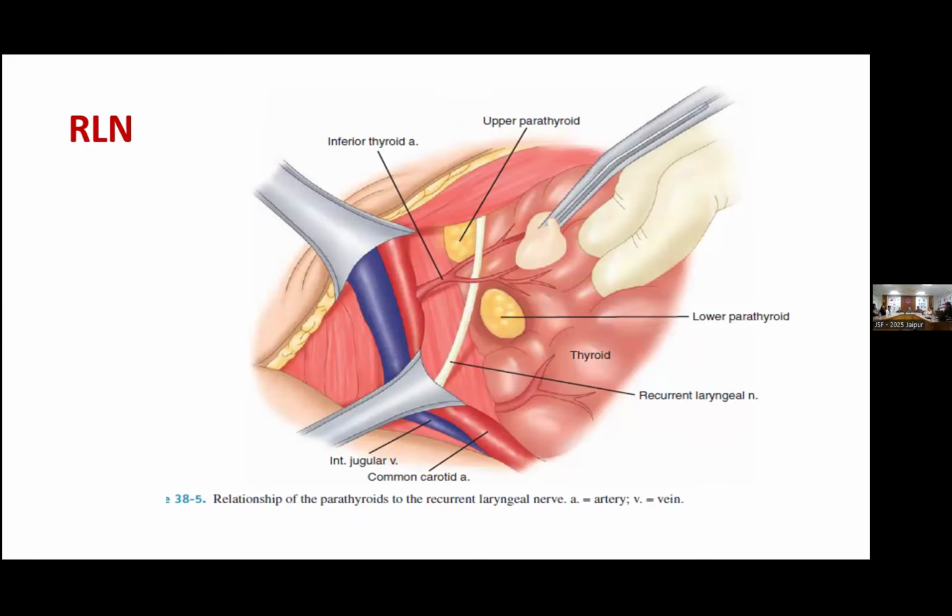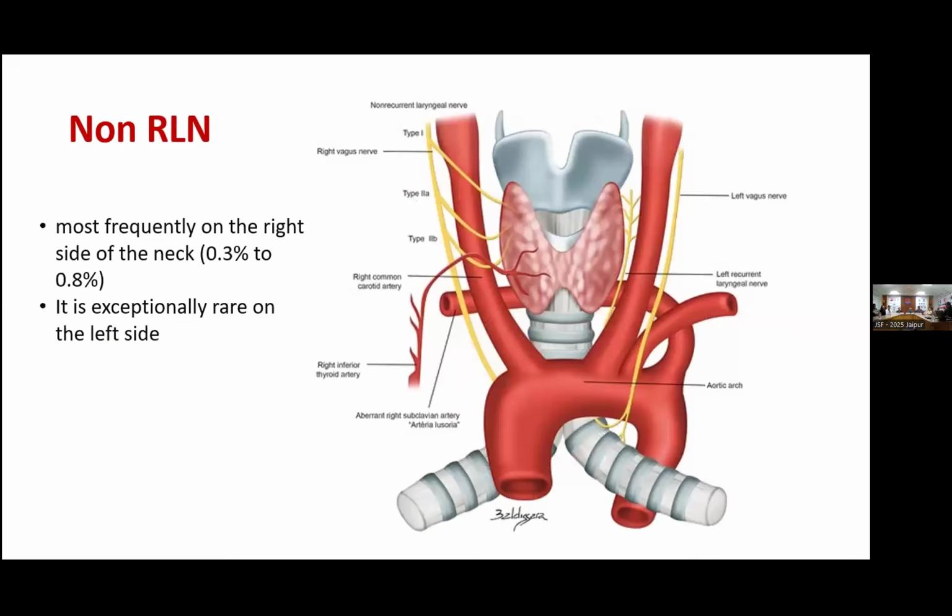Similarly, it has its own relationship with the parathyroids. Most of the time, the lower one is anterior, or you can call it ventral. The upper one is posterior. If you have to preserve the parathyroids, they need to be taken down, because the vascular supply is coming most of the time from the inferior thyroid artery, which I'll show in the next few slides.